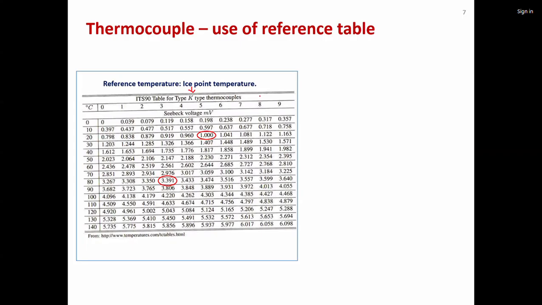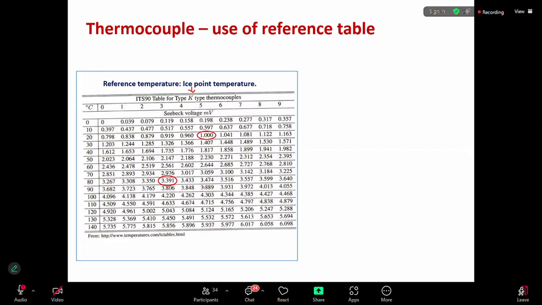And let's say my temperature is 95 degrees centigrade. Then I go to 90 here and 5 here. So I get 95 degrees centigrade here. So 3.889 will be the Seebeck output voltage of a thermocouple circuit comprising a K-type thermocouple with the hot junction at 95 degrees centigrade and cold junction at 0 degrees centigrade.